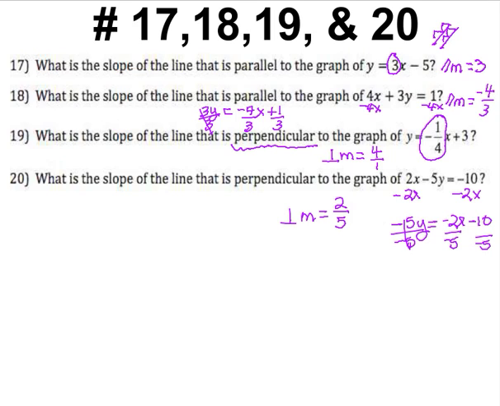Okay? I'm sorry. I just did that wrong. This is why you have to do this. Okay. That was the same slope. What's the perpendicular slope? If it's positive 2/5, that means I have to flip it and make it negative, so it's going to be negative 5/2. Okay? So negative 5/2 is the correct perpendicular slope to this graph. 2/5 would be the parallel, negative 5/2 is the perpendicular.